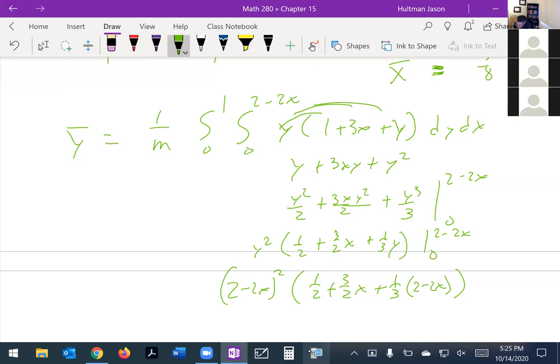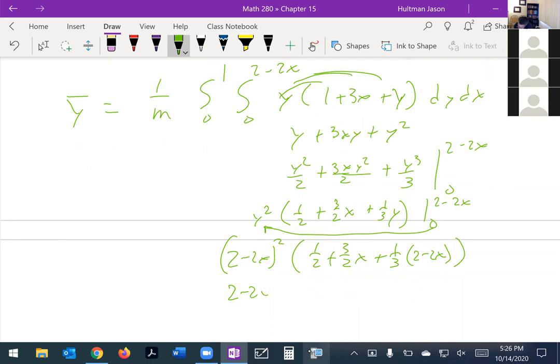That's when y is 2 minus 2x. Do I need to deal with the 0? No, because what happens when I plug in the 0 for y squared? It just goes to 0, so I don't have to worry about that one. So what does this become? This becomes 2 minus 2x squared times 1/2 plus 3/2 x plus 2/3 minus 2/3 x.